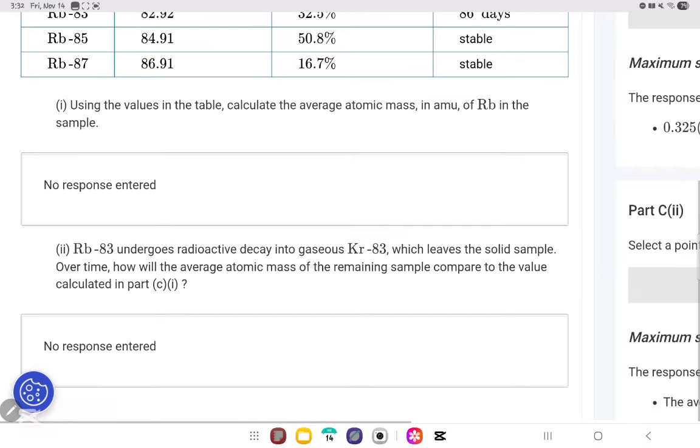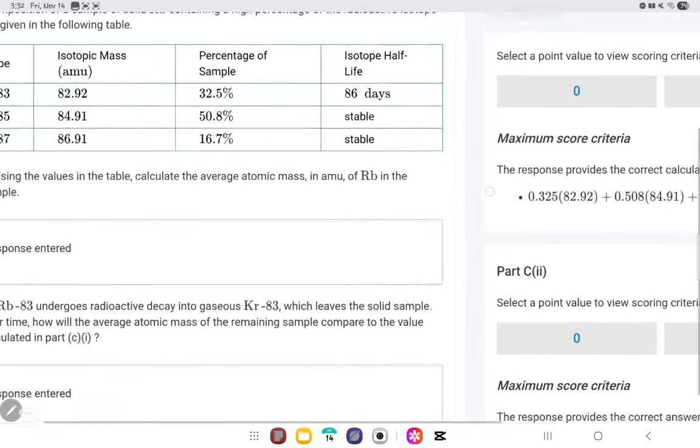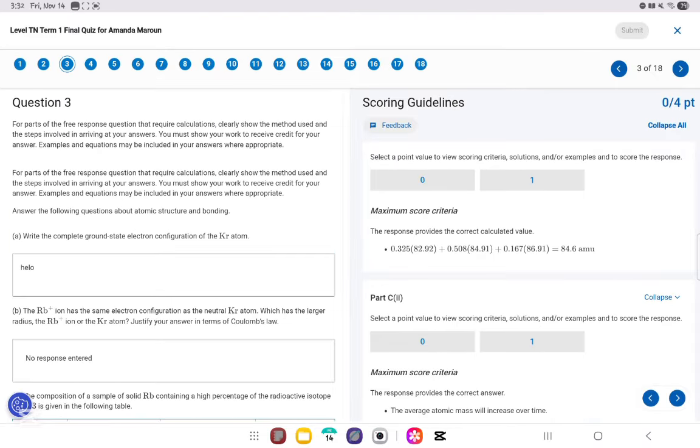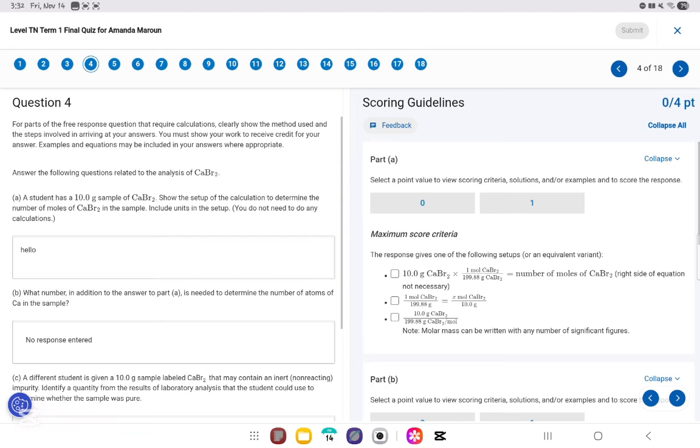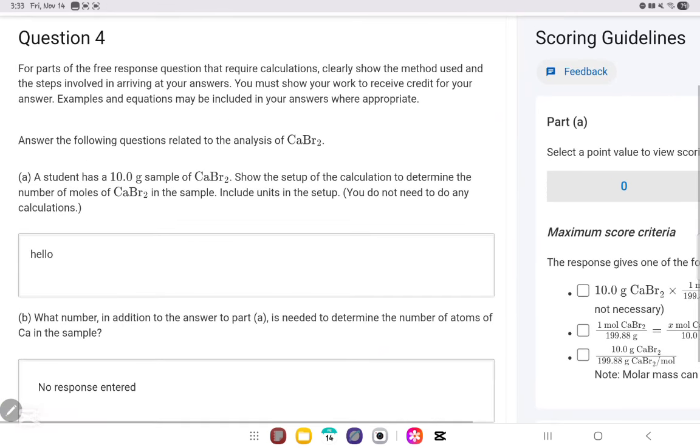We'll move on to part D. We don't have part 2 of question 3C, so we finished question 3C. We'll move on to question 4. Okay, what does it say in question 4? We read the actual question. A student has a 10 gram sample of CaBr2. Show the setup of the calculation to determine the number of moles.